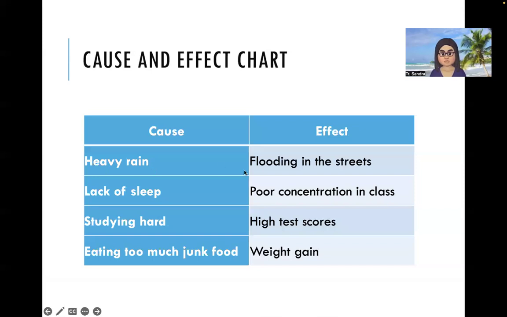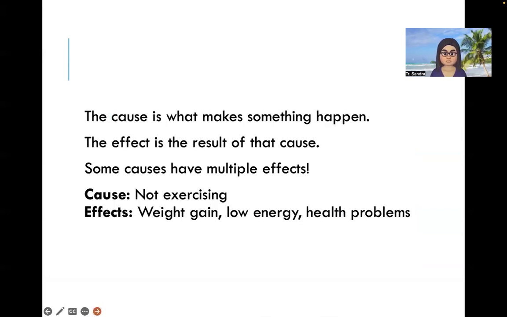Because of heavy rain, flooding in the streets will result, right? And lack of sleep, what about the result? What about the effects? Poor concentration in class. If studying hard is the cause, the effect will be that you will gain high test scores. If you eat too much junk food, what about the effect? The effect will be weight gain. So cause is what makes something happen, and effect is the result of the cause.